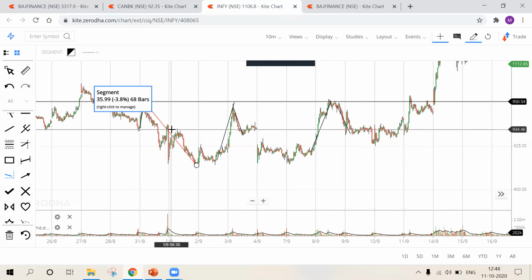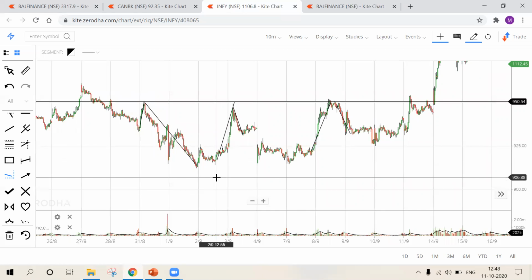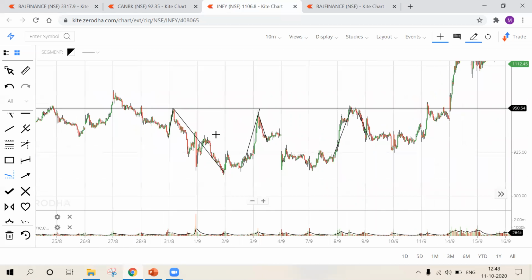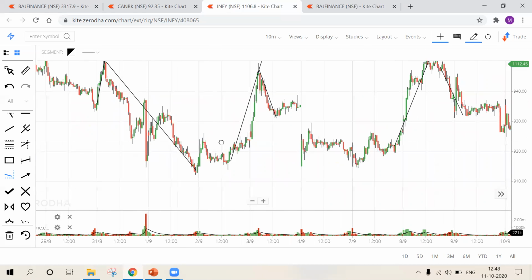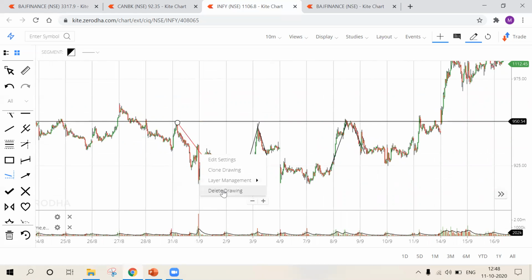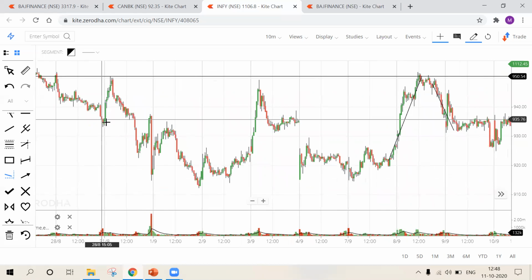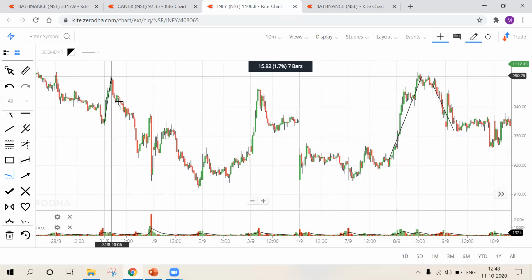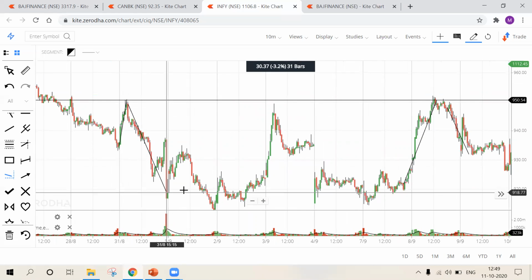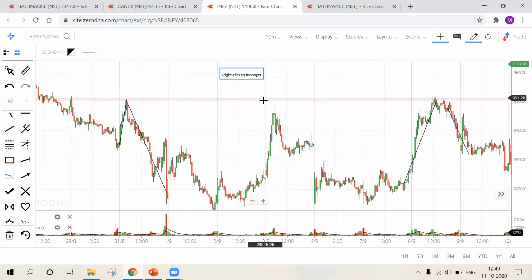I repeat, resistance is just the vice versa of support. To draw resistance, one needs a minimum of 2 touch points. You need to connect minimum 2 touch points to draw resistance. Resistance is nothing but this: when buyers are trying to push the price up, there will be some zone or level where sellers will come to the market and try to push the price down. Such a zone or level is called a resistance zone or resistance line.